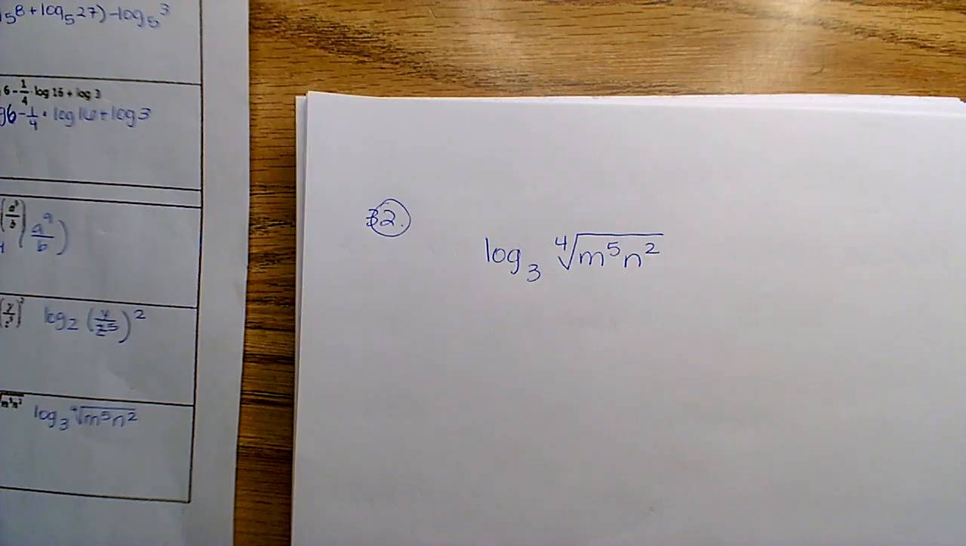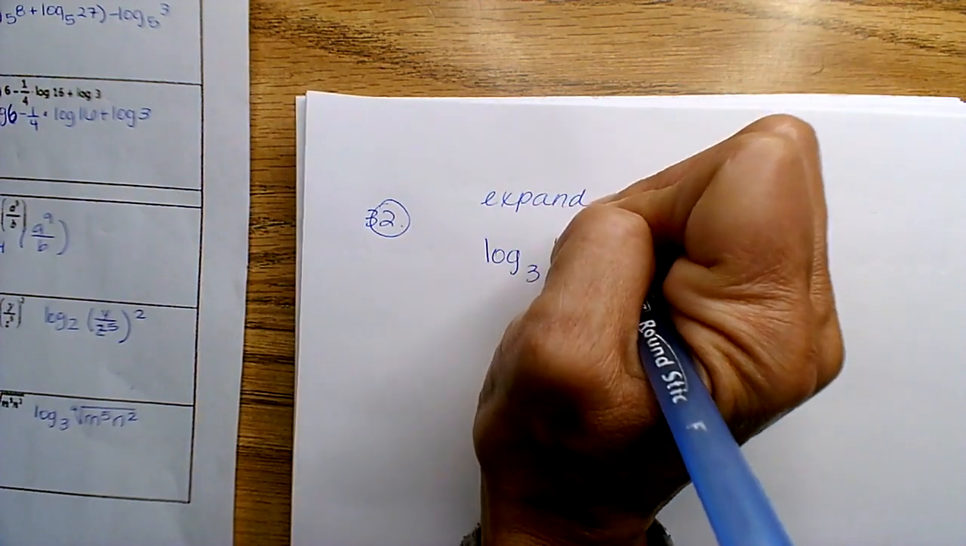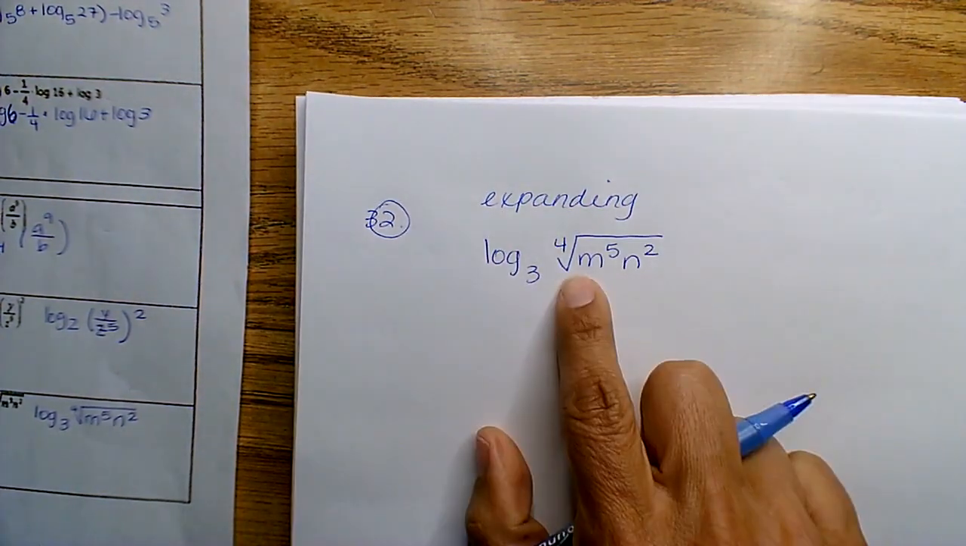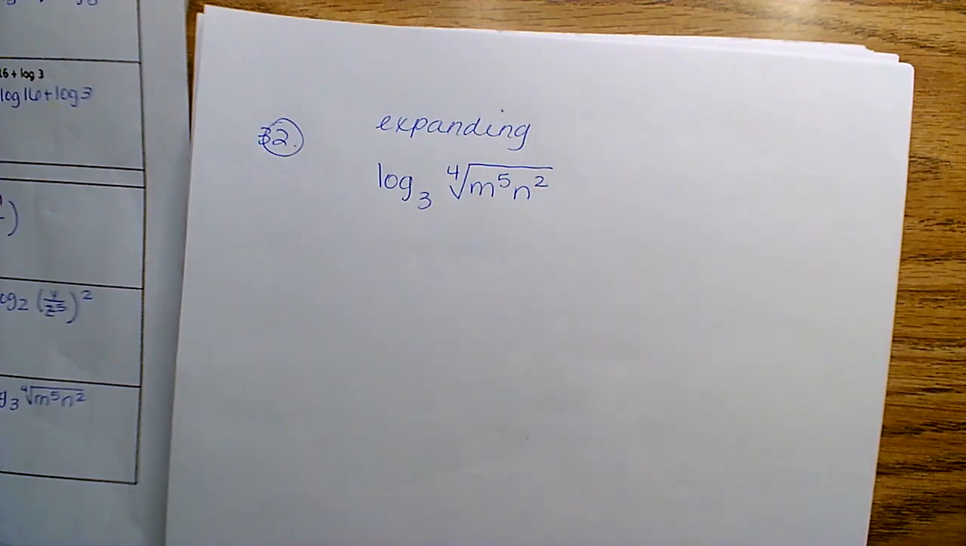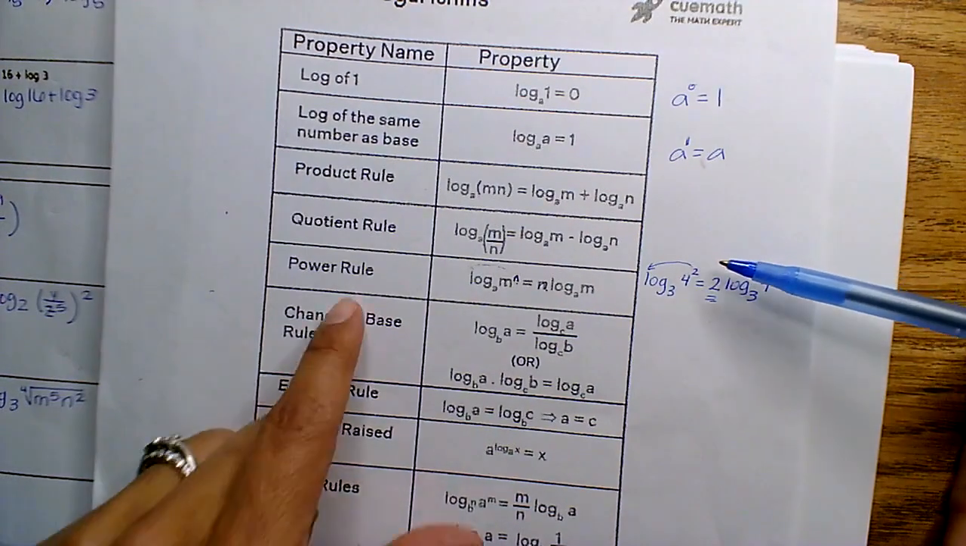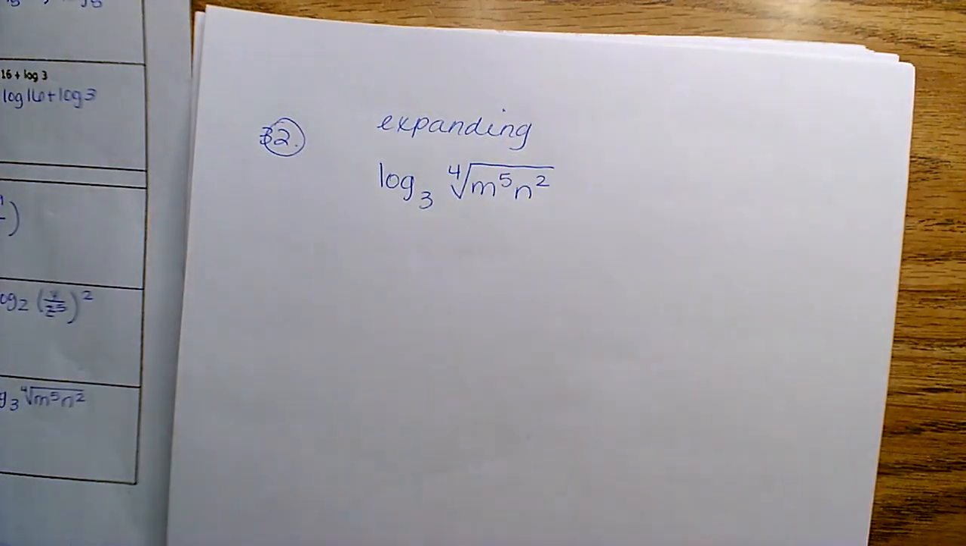All right, what are we doing? We are expanding. All right, let's do the power rule first. So the power rule is if you have, no, we're not doing the power rule yet. Hold on, I just need to basically rewrite.